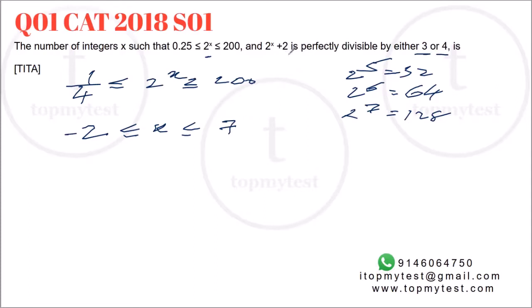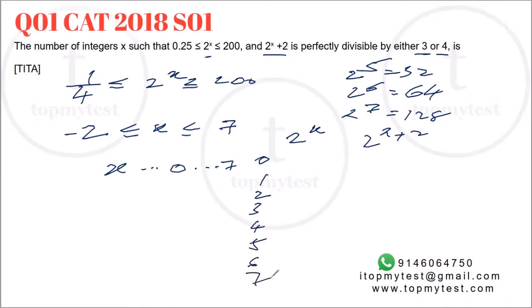Now, what is the second part of the question? The second part asks whether 2 to the power x plus 2 is perfectly divisible by either 3 or 4. How many values of x are there? Now, if I take x equal to minus 2 or minus 1, it will be a fraction, and a fraction plus 2 will again be a fraction. It will not be divisible by 3 or 4. So we are looking at values of x from 0 to 7. So let's write this down. 2 to the power x plus 2, when I put x equal to 0, 1, 2, 3, 4, 5, 6 and 7.